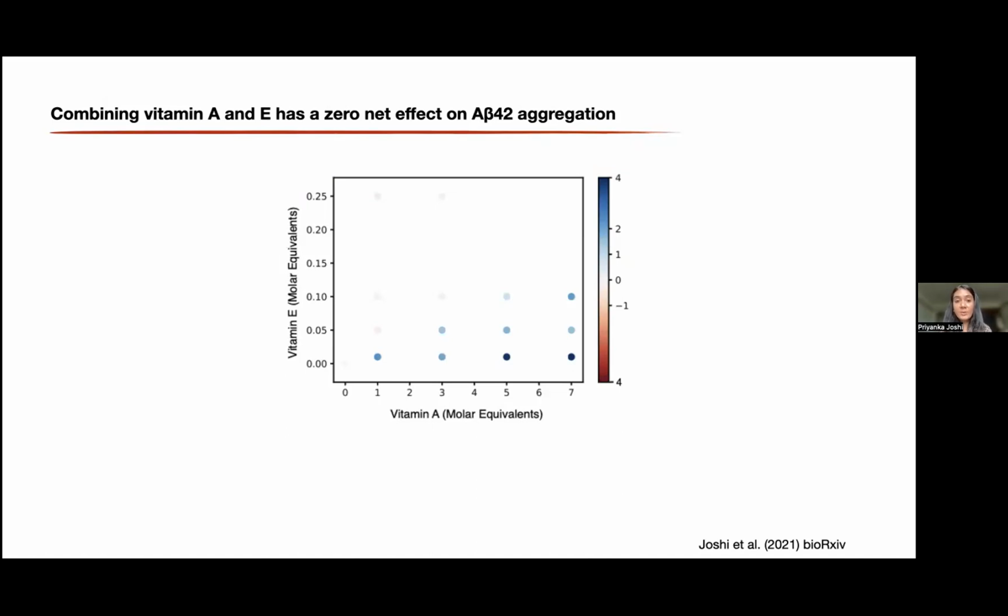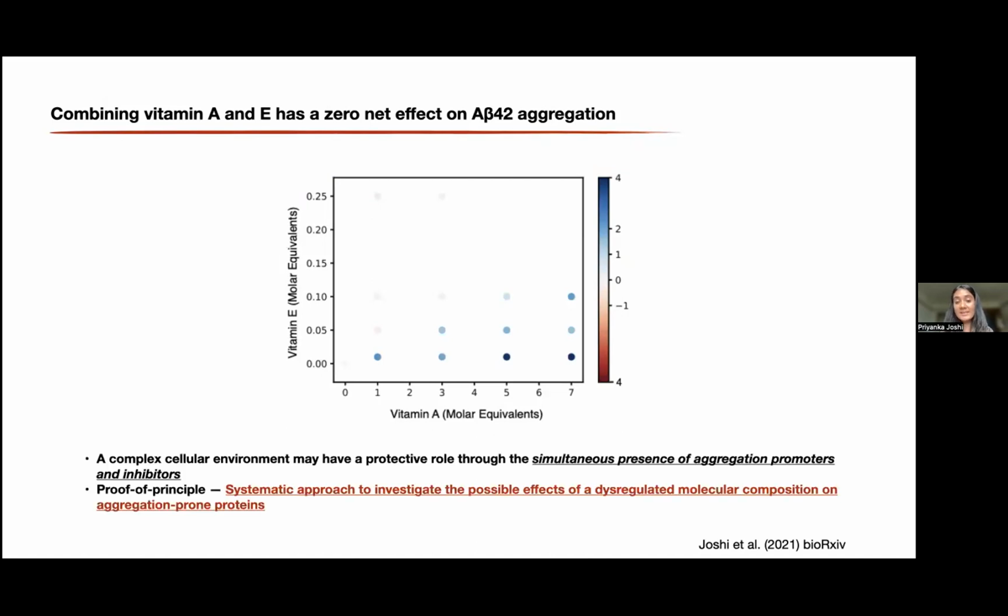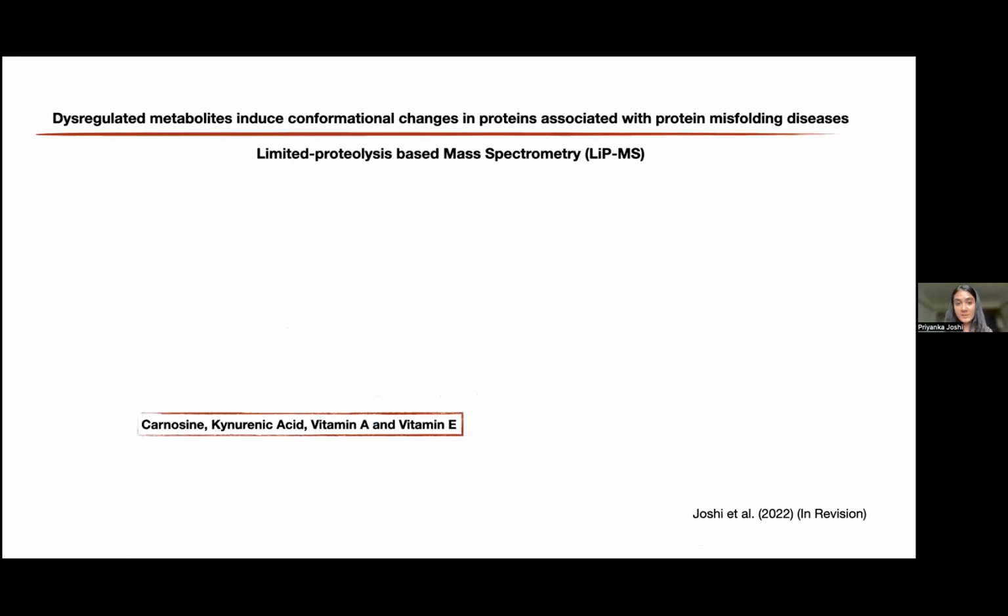So in this phase diagram, you can see that in a certain range of concentrations, which is the white zone, the effects of both the metabolites, both the vitamins, were nullified, which suggests that there could be a protective role played by the simultaneous presence of aggregation inhibitors and accelerators. So this is essentially a proof of principle, a systematic approach to investigate how we can take dysregulated metabolites and study them on aggregation processes.